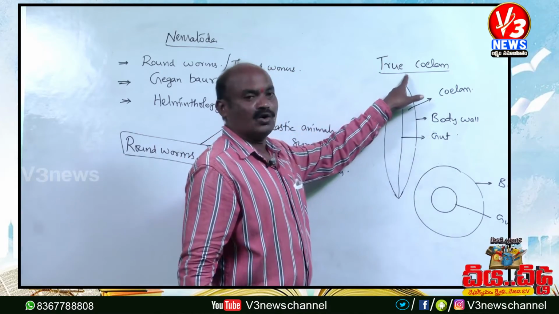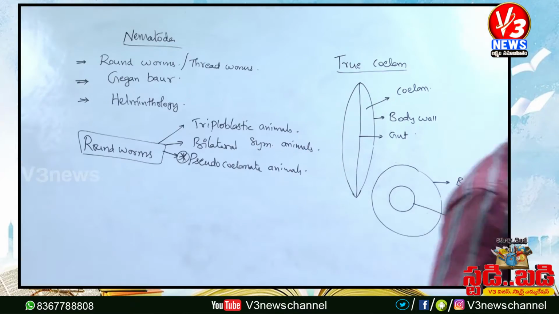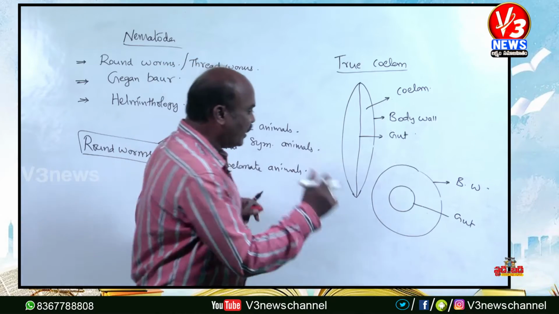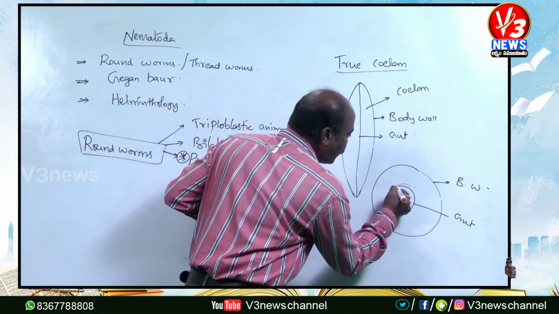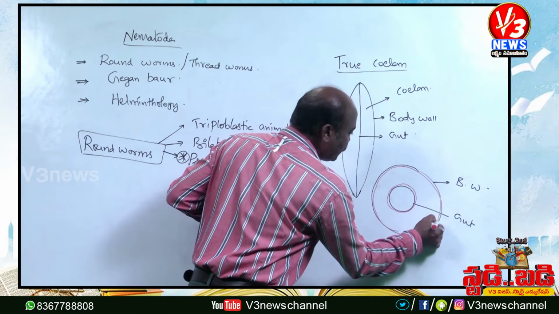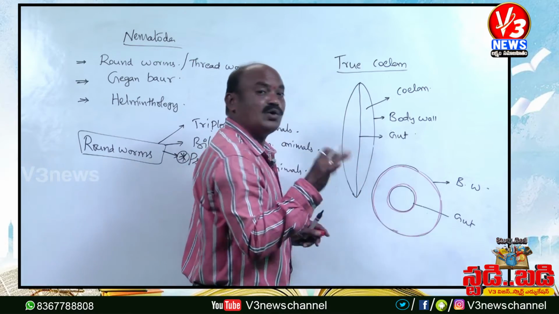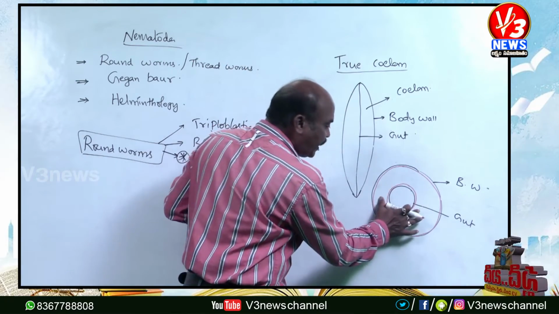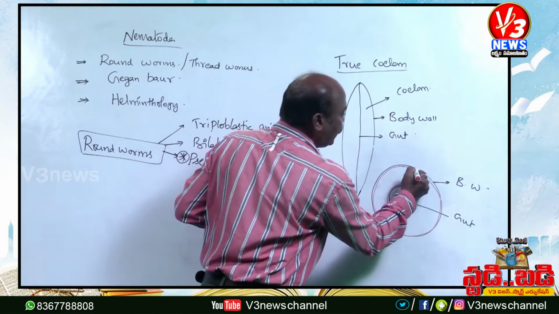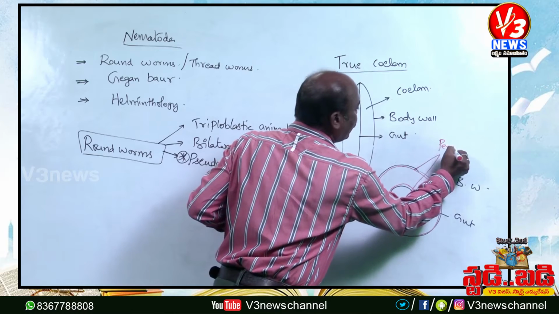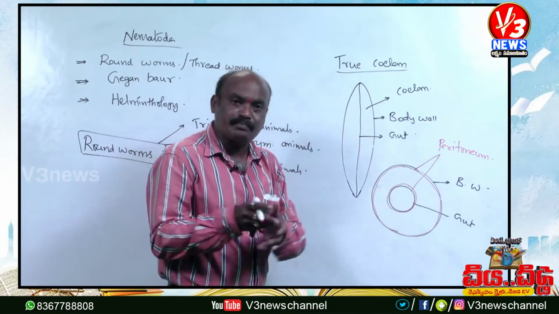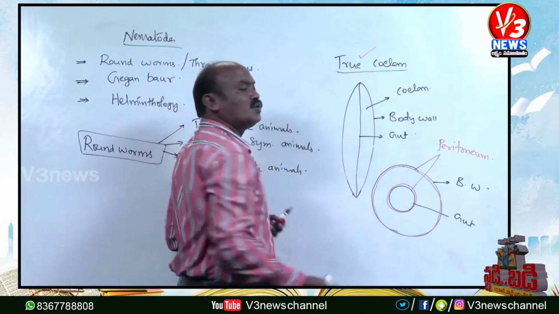The space present between the body wall and gut is called coelom. If it is a true coelom, it is definitely lined with double layered peritoneum. Here I am drawing the double layered peritoneum. This red color mark is the peritoneal lining. The space between the body wall and gut is called coelom, lined by double layered peritoneum. If the peritoneal lining is present, that is a true coelom.